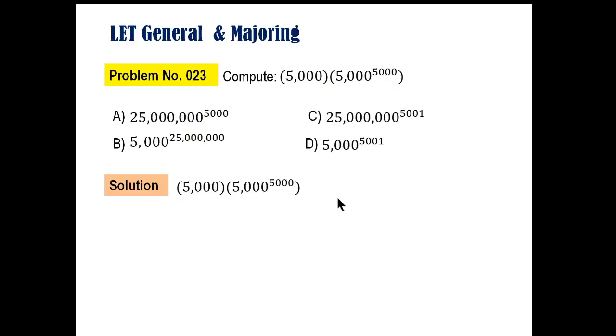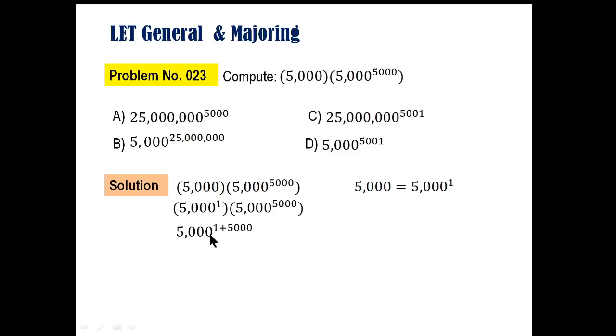this is the given. We know that 5,000 is equal to 5,000 raised to 1, right? We will substitute 5,000 with 5,000 raised to 1 times 5,000 raised to 5,000. We will apply the laws of exponents: multiplying two exponential expressions with the same base, all you have to do is copy the base and add the exponents. The common base is 5,000 and the exponents are 1 plus 5,000. So this is equal to 5,000 raised to 5,001. Definitely the correct answer is letter D, which is 5,000 raised to 5,001.